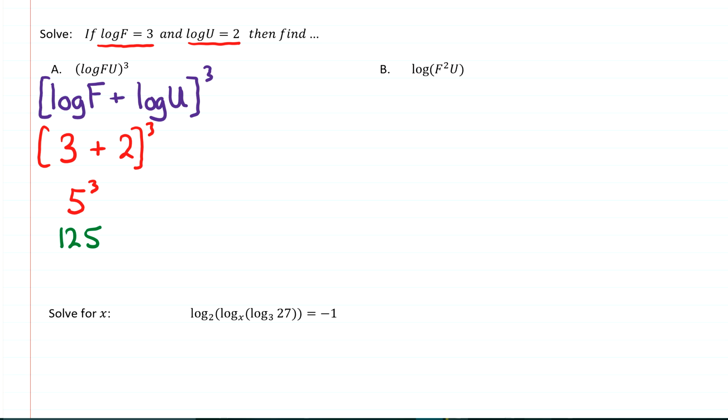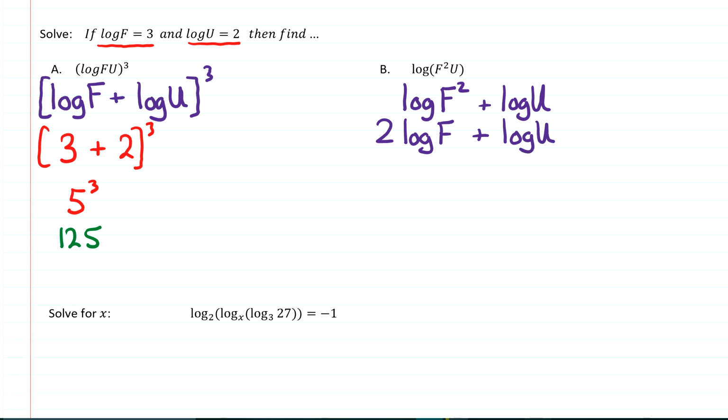For the next question, we know that, once again, we could separate the two logs. So we would get the log of f squared, and then we'd be adding that to the log of u. And we could use the power law now, so that's really going to be 2 log f plus the log of u.